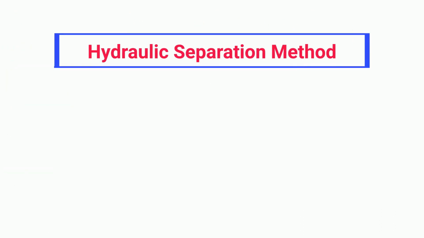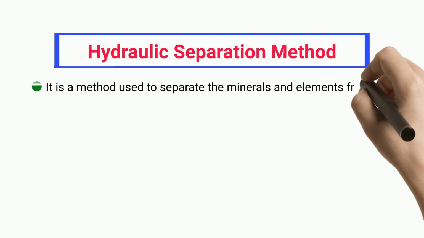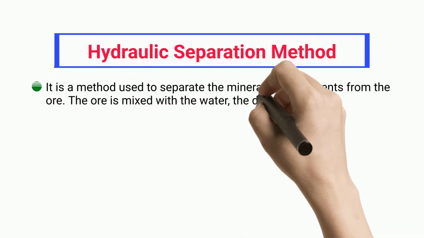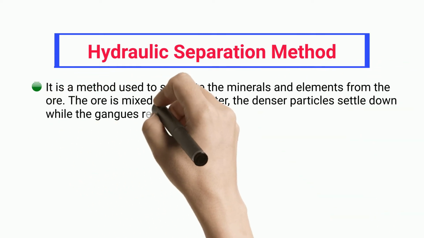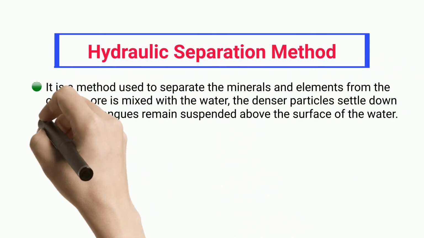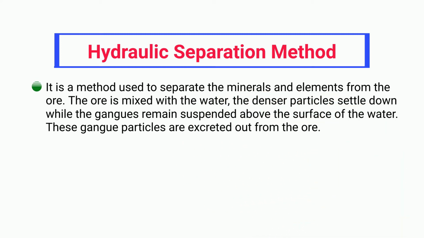Hydraulic separation method. It is a method used to separate the minerals and elements from the ore. The ore is mixed with the water, the denser particles settle down while the gangue remains suspended above the surface of the water. These gangue particles are excreted out from the ore.